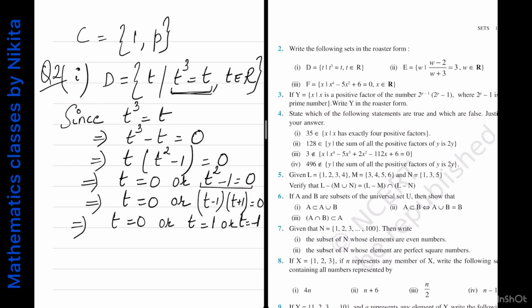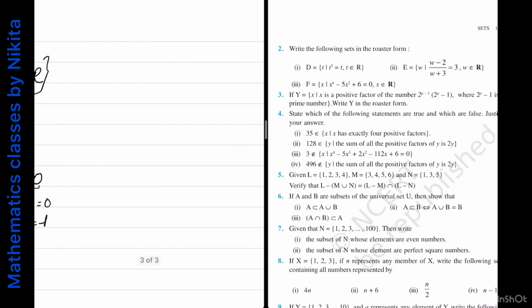So that means t cube is equal to t is satisfied by 3 real numbers, and those 3 real numbers are minus 1, 0 and 1. So hence the set D is equal to {-1, 0, 1}. Now again you can write these elements in any order, because I told you that when you write a set, the order is not important and repetition of the elements is not allowed. Okay, now let's see the second part.